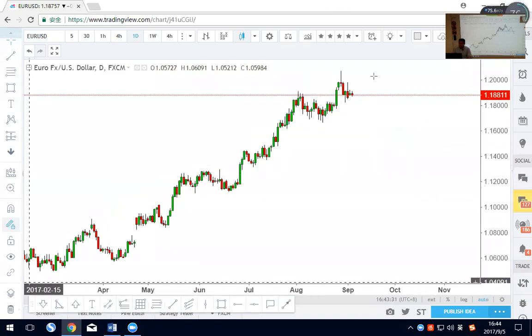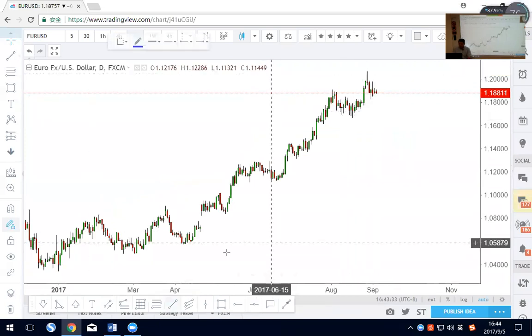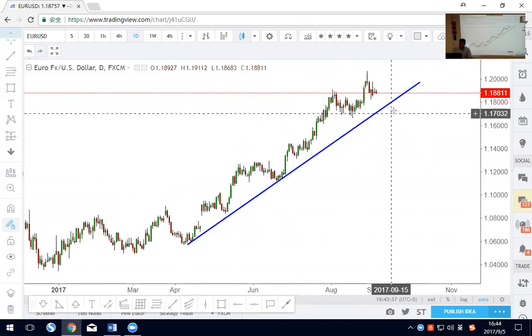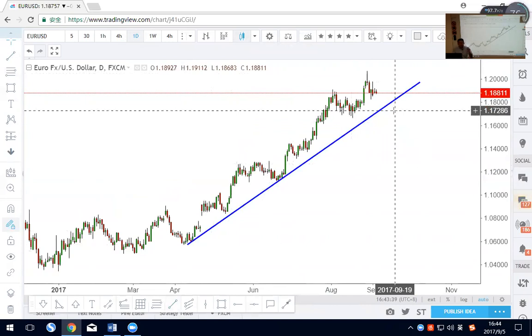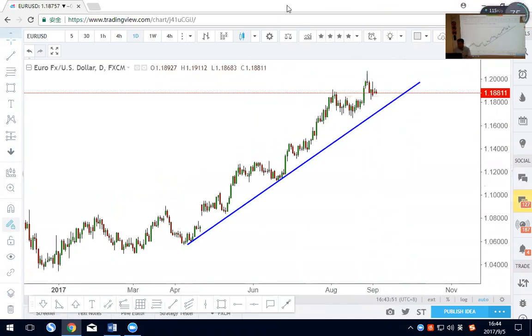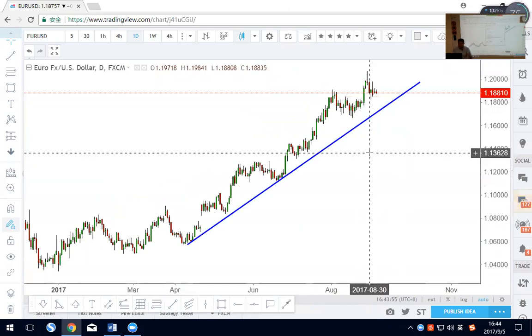Otherwise, it's still a correction move, because overall the euro dollar is still above this supporting line. So don't think that your short is going to be a very long-term short. Take some profits when it hits the support zone, and find a pullback to short it again, until it breaks 1.1650. That is very important. That is how you know whether you want to be a buyer or a seller.